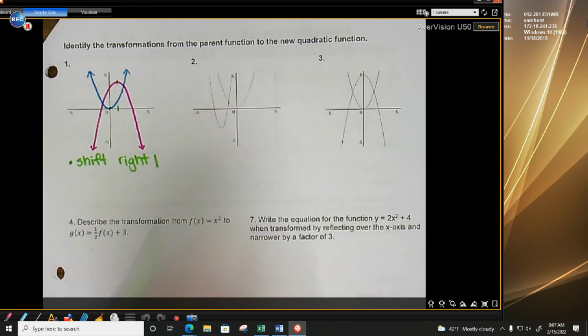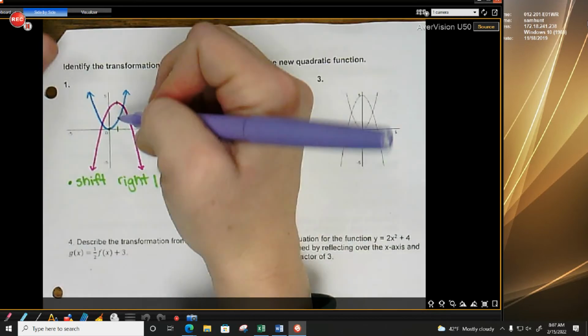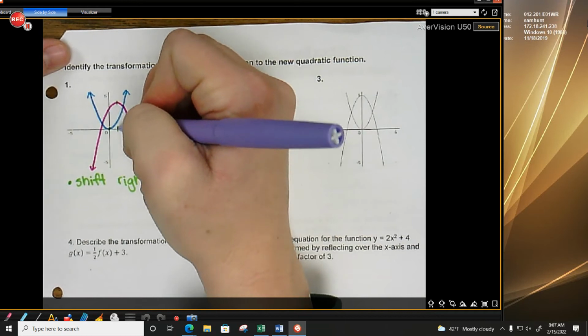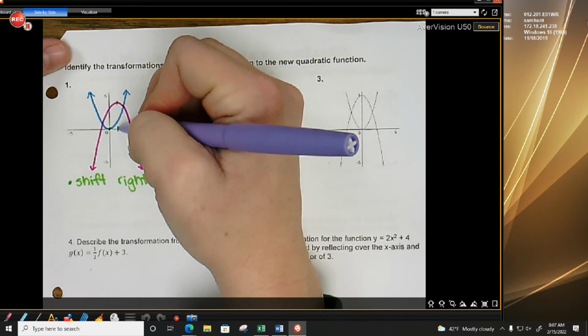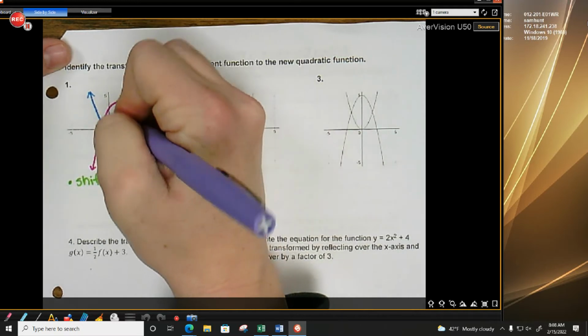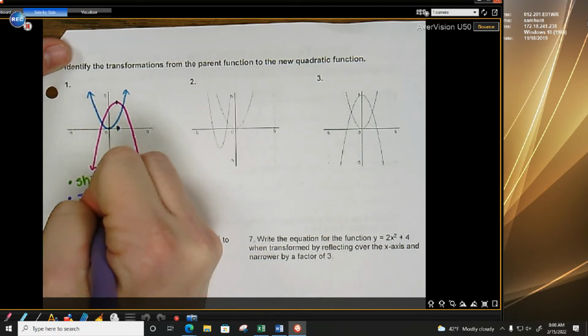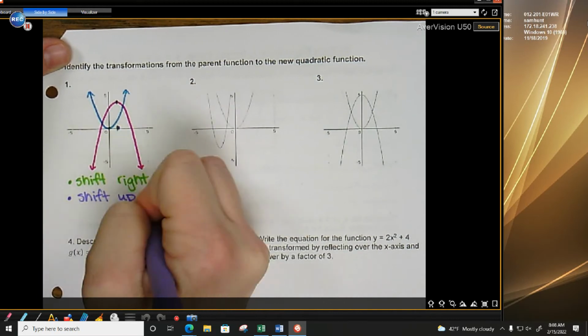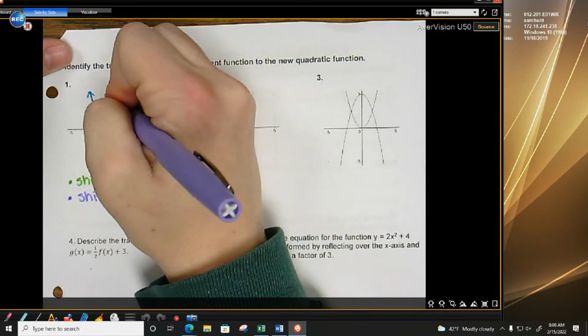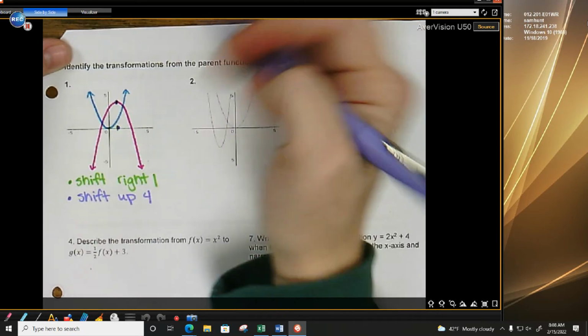Okay, but if I go right 1, am I at my new vertex? No, what do I now need to do? Shift up 4. Am I now at my new vertex? If I take my original vertex and go right 1, up 4, am I now at my new vertex? Yes, so we're done with the shifting.